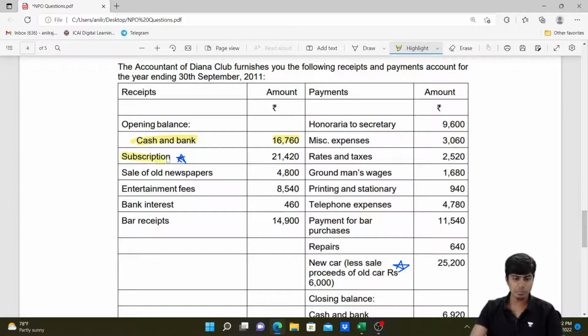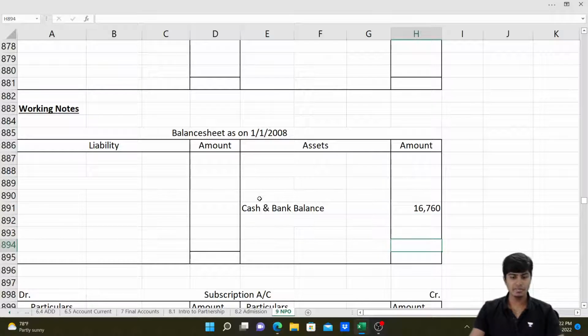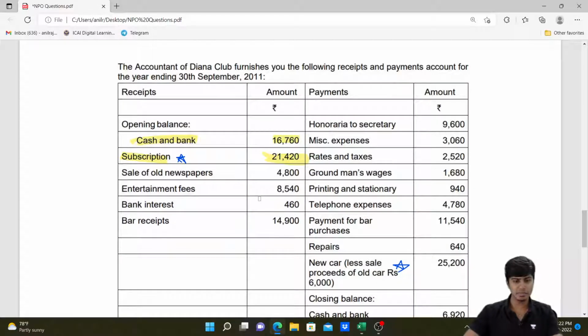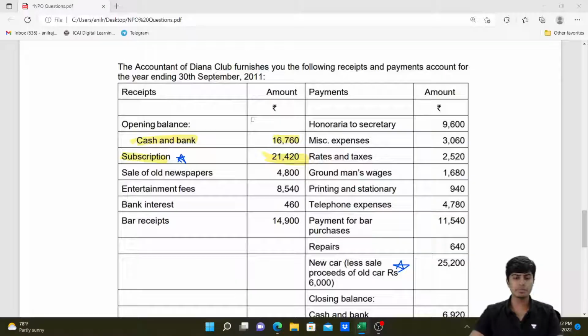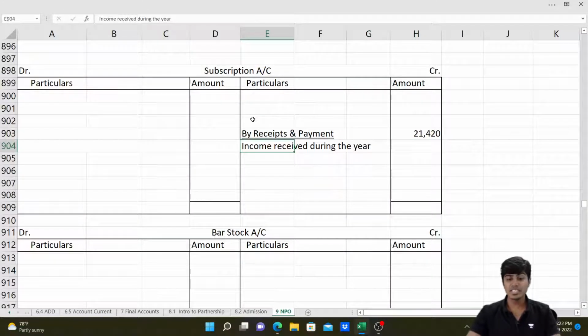After this, I have subscription account, 21,420. There is a star saying that we need to open subscription account. I'll quickly open subscription account, and in my subscription ledger, I would have to write this from receipts and payment. It is subscription money received. In receipts and payment, we have written to subscription, that is, cash to subscription is the entry. So in our subscription account, I'll write by receipts and payment account, 21,420 rupees. That is income received during the year.